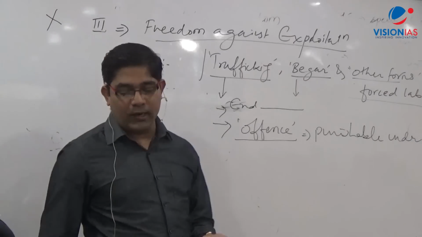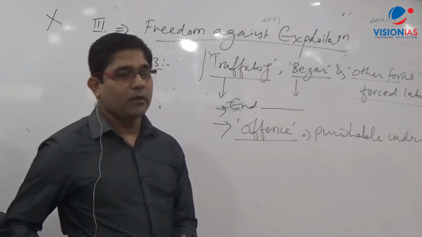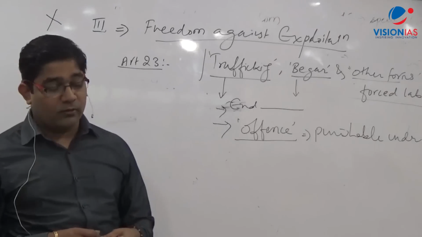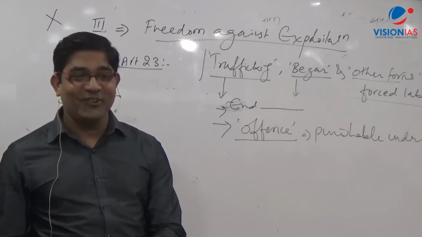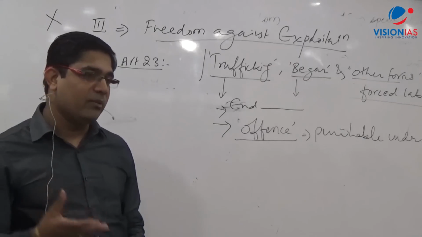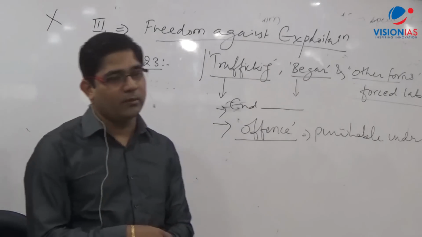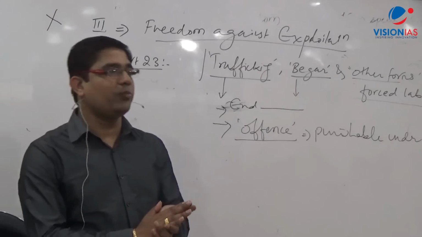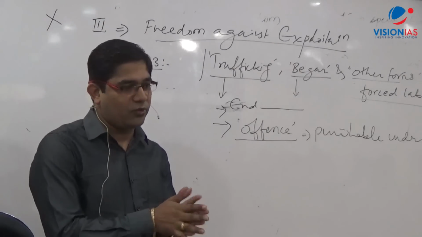What were the names of the two acts under untouchability? Yes, the Protection of Civil Rights Act, which was earlier named the Untouchability Protection Act, and the Atrocities Prevention Act, that is, the SCs and STs atrocities act.